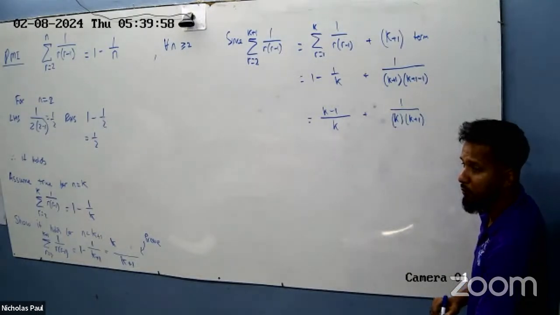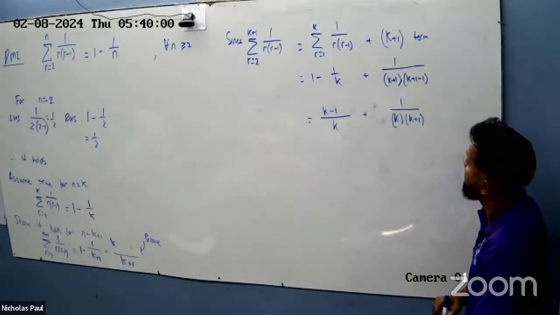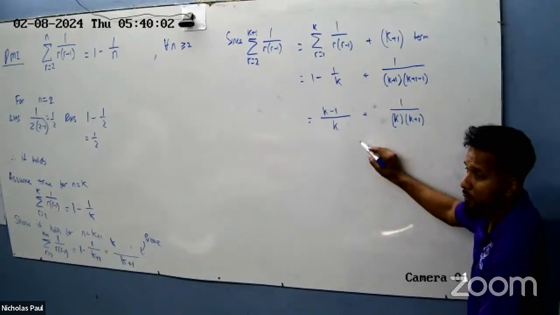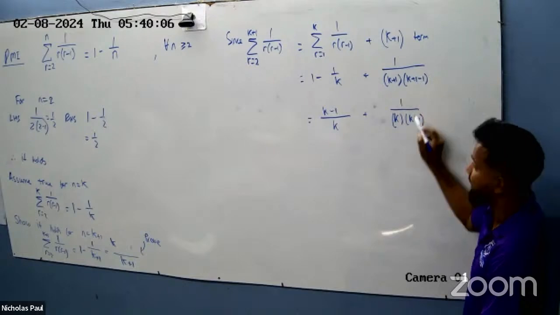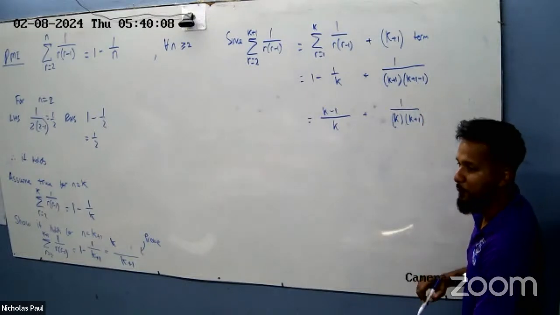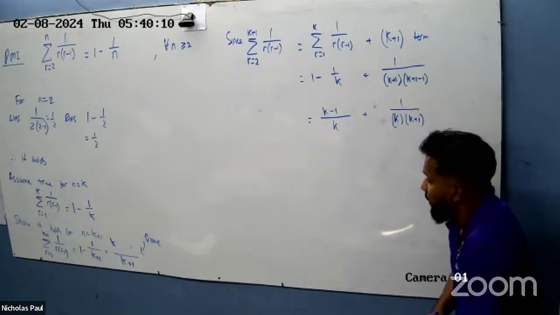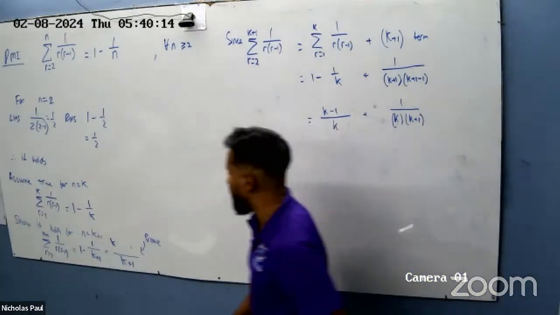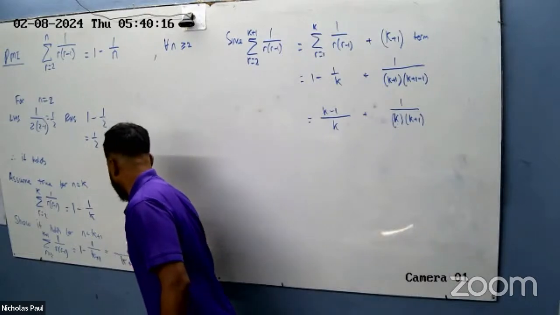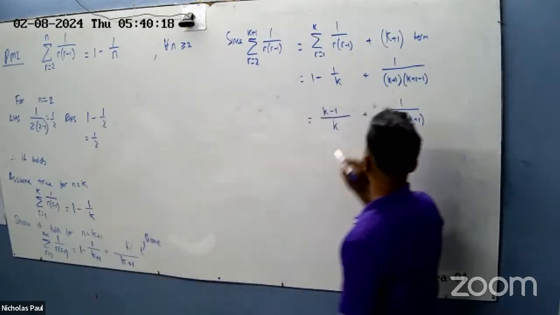Cover? How about what? K plus 1 by k. I just switch them around. Right? So what do we want now? We want to get k over k plus 1. Right? You want to get k over k plus 1.